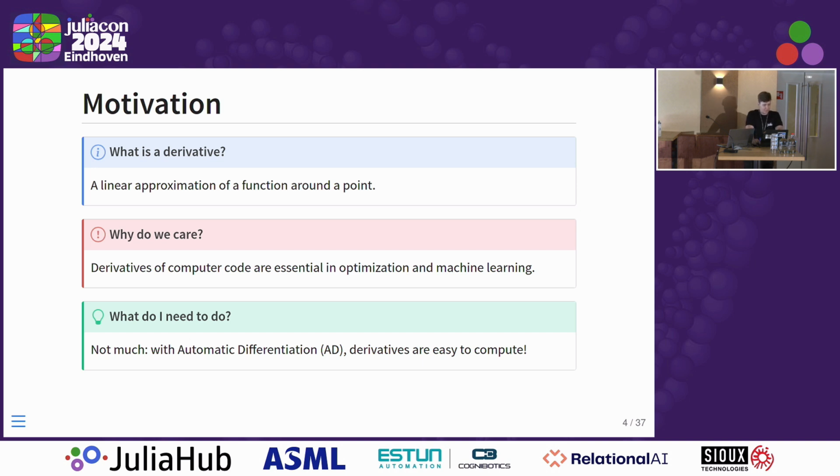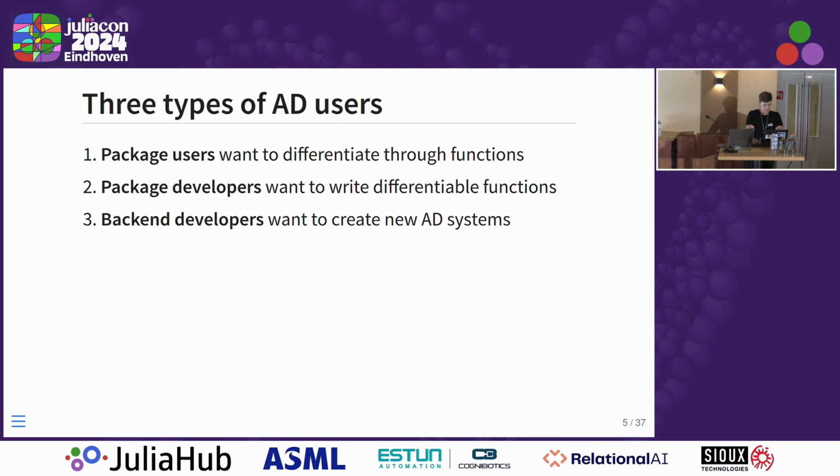All right, so when we talk about the state of AD, we want to first emphasize that there's three different types of people who use AD. So first of all, we have package users who want to differentiate through functions that are exported by packages. Then we have package developers who write those functions and who want to make them differentiable. And finally, we have backend developers who make these awesome packages, these awesome AD backends that we use. All right, so let's get started with the user experience.